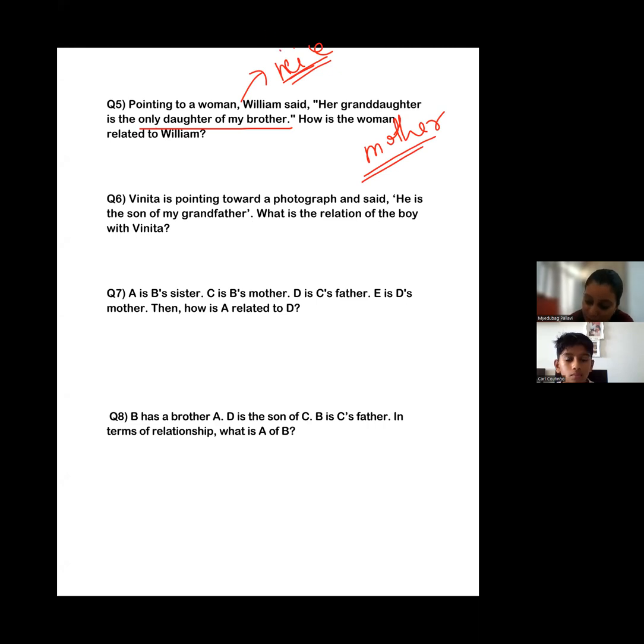So this niece is the granddaughter. That means the grandfather or grandmother. So in the photograph it is a woman only. So the grandmother of the niece will be William's mother only, right? Okay, that's correct. Very good.